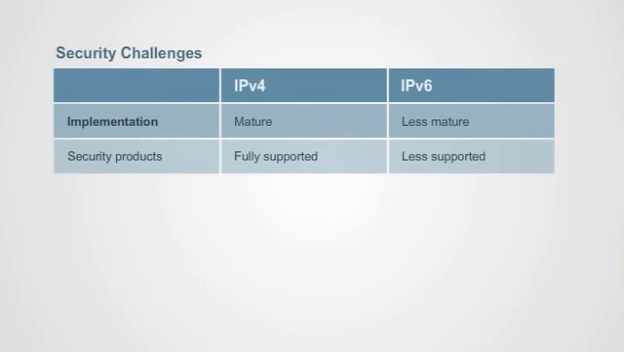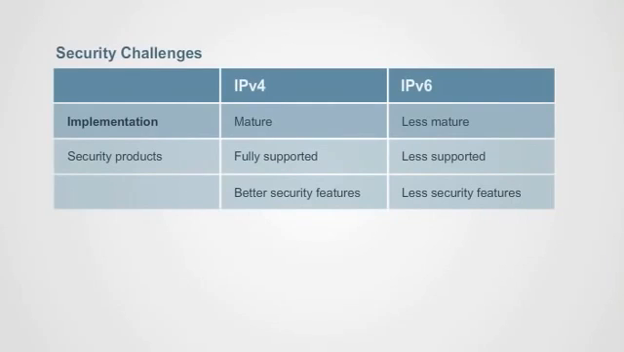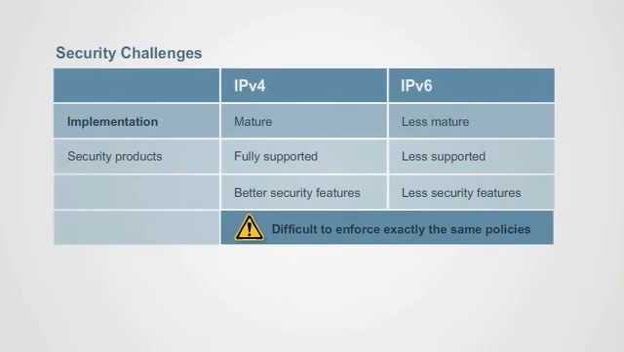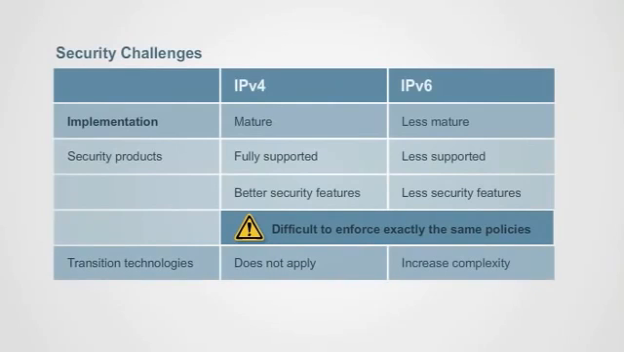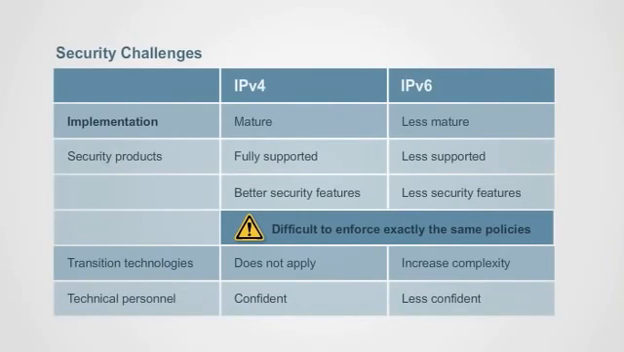Compared with IPv6 products, IPv4 products generally offer better security features, either in terms of the variety of products, the variety of features, or performance. This might make it difficult to enforce exactly the same policies in IPv6 networks as in IPv4 networks. A number of transition and coexistence technologies have been developed to aid in the deployment of IPv6 and the coexistence of IPv6 with the IPv4 protocol. These technologies will, however, increase complexity. Finally, technical personnel have less confidence with the IPv6 protocols than with their IPv4 counterparts.